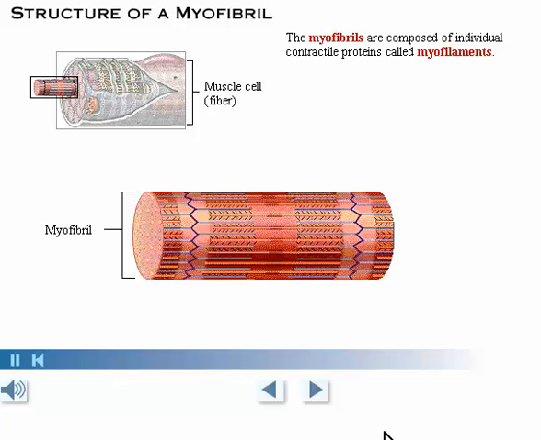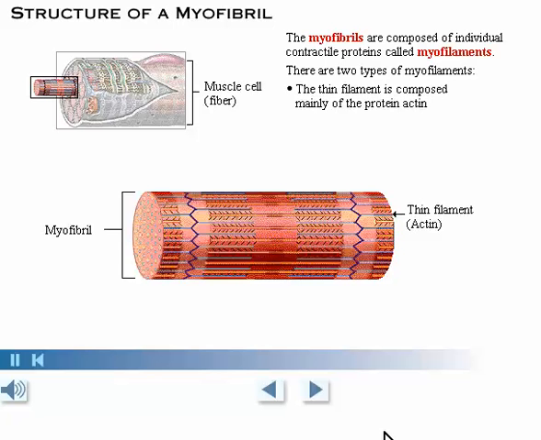The myofibrils that are packed into a muscle cell are composed of individual contractile proteins called myofilaments. There are two types of myofilaments. The thin filament is composed mainly of the protein actin. The thick filament is made up chiefly of the protein myosin. Details of thick and thin filament structure are covered in another topic, the sliding filament theory.